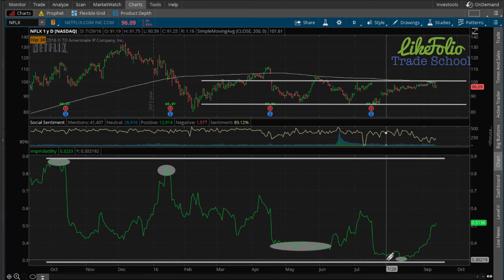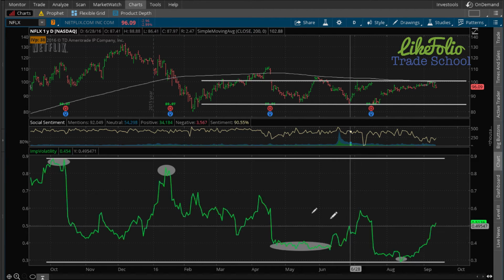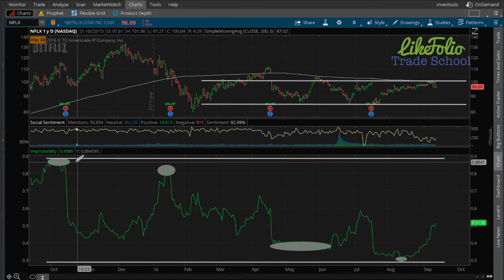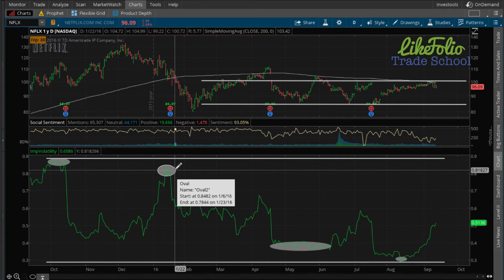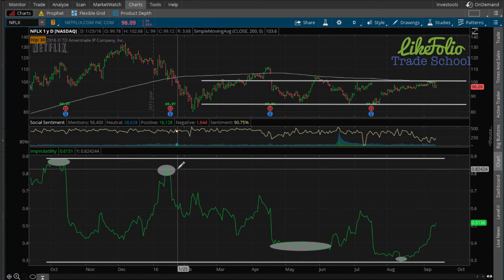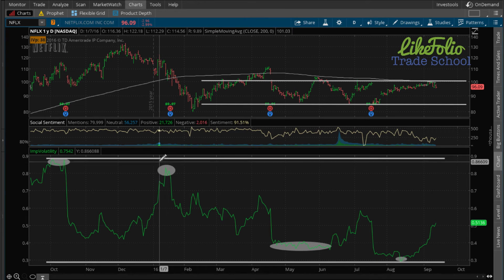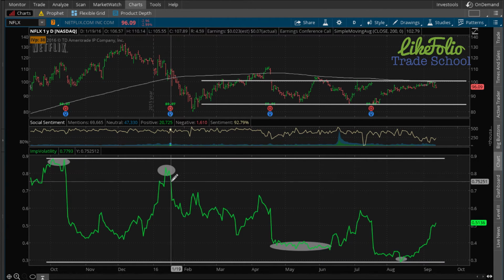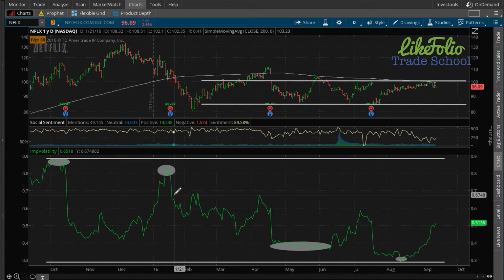So if the implied volatility is at or near the bottom end of the range, then I'm looking at debit strategies. I want to buy premium in options. If it's at or near the top end of the range, I'm looking at credit strategies. I want to sell premium. I want to benefit from what I expect to be downside in implied volatility's value.